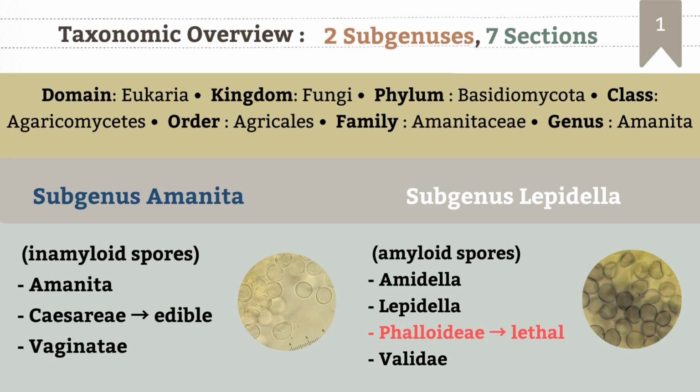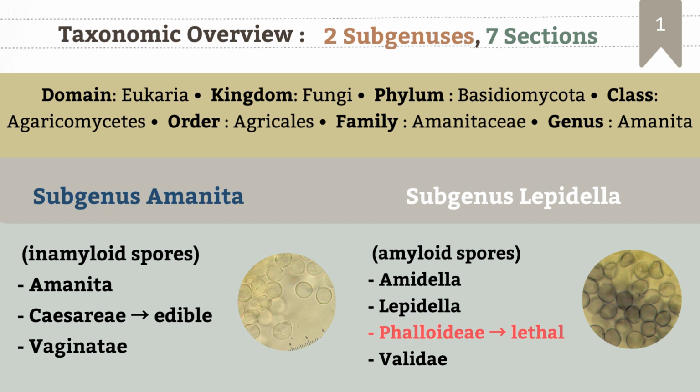So the genus Amanita can be broken down into two subgenuses and 7 sections. The subgenus Amanita includes the edible amanitas, and typically a factor that helps to identify the members of this subgenus is that they have inamyloid spores. Basically, this means if they are stained with an iodine-based reagent, such as Melzer's or Lugol's reagent, they will not absorb that dye. They will not react with it, so their spores will remain pale.